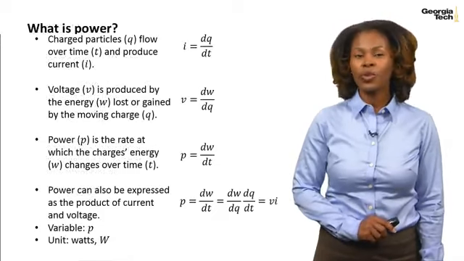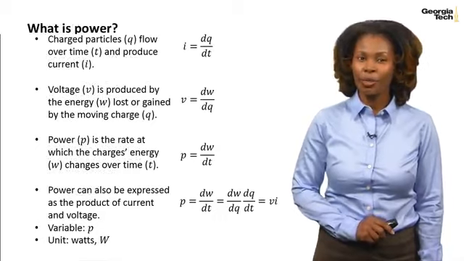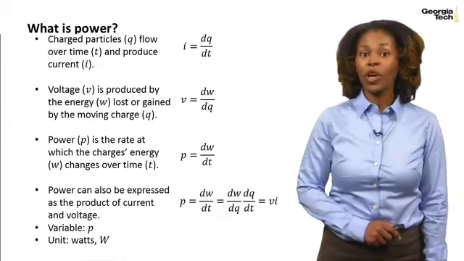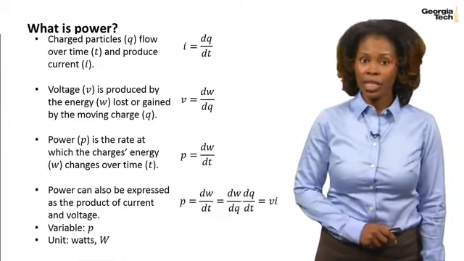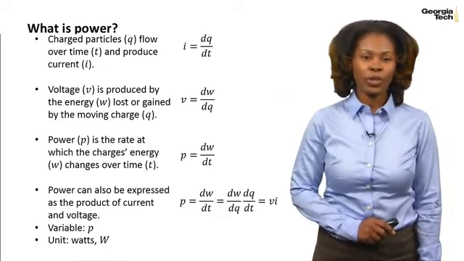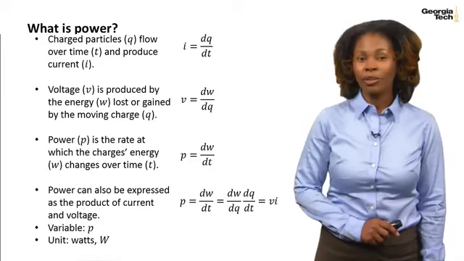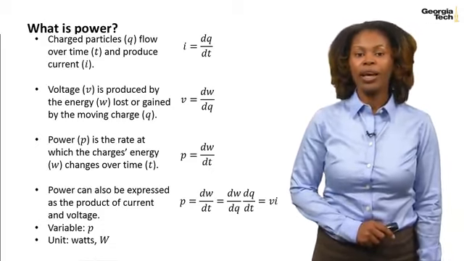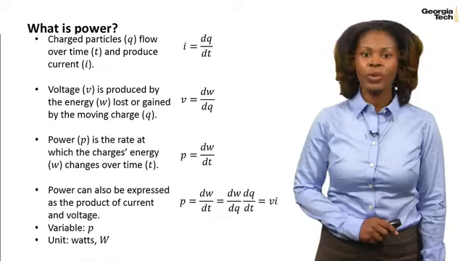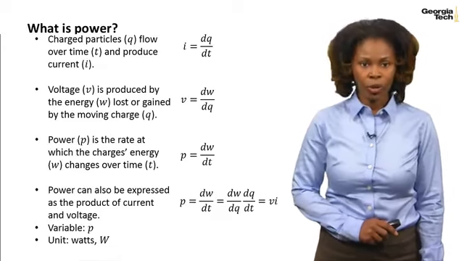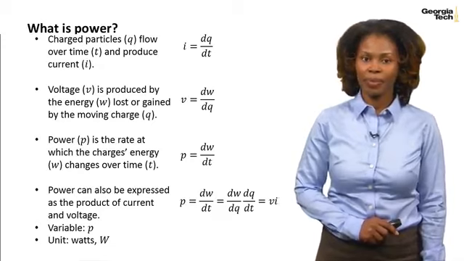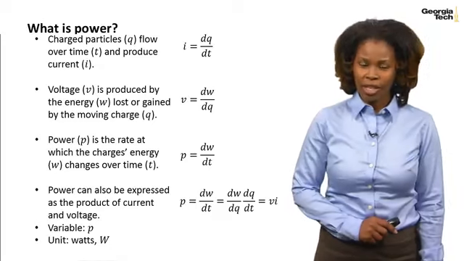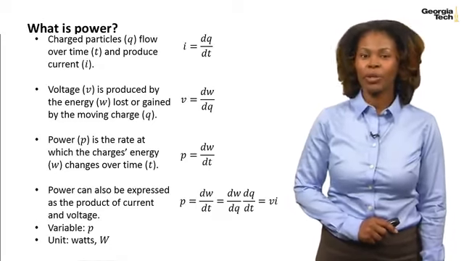So building upon those two concepts, what exactly is power? Well, remember that a charged particle Q flows over time to produce a current I, dq/dt. And a voltage is produced by the energy that's either lost or gained by that moving charge, or dw/dq. The power is the rate at which that charge's energy, w, changes over time. So power is the rate of a charge's energy changing over time, or dw/dt.